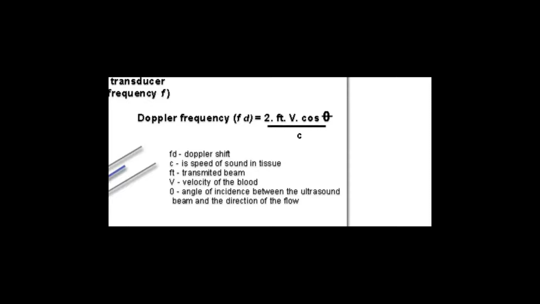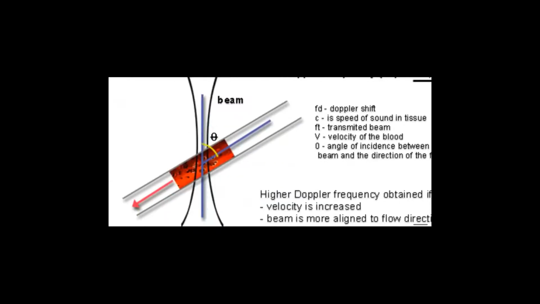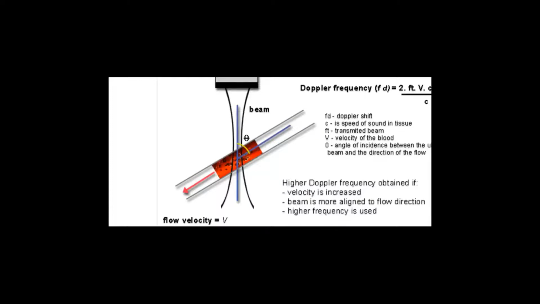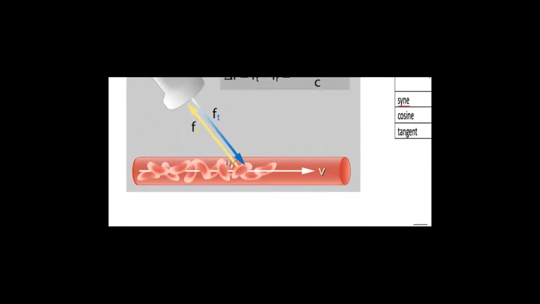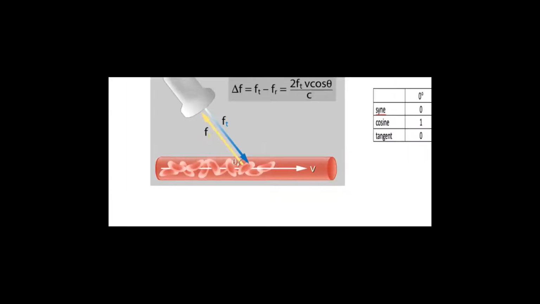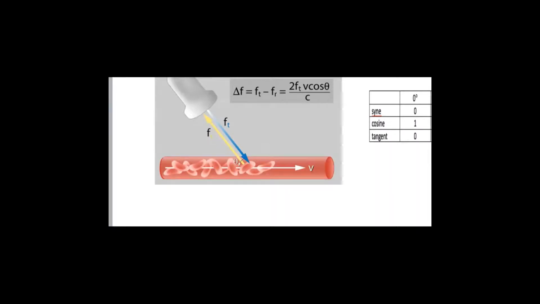Now, what is cosine theta? This is the theta angle, the angle between the beam of the ultrasound and the flow of the blood. You see the one marked in yellow, the theta angle. You see that one, right? Now, what about this angle? You see it here. Again, the theta angle, which is the angle between the beam of the ultrasound and the flow of the blood.